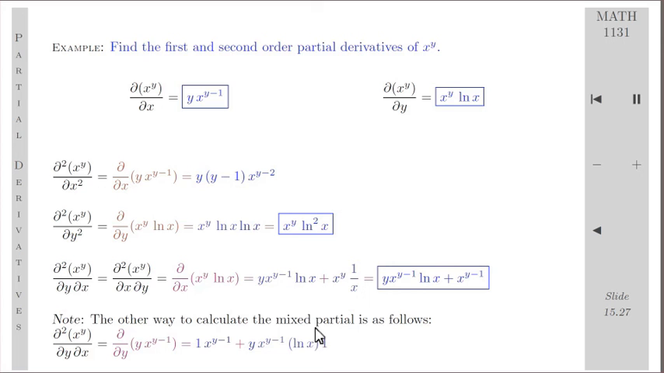This, of course, is the same answer that we got here. It's just that the two terms are in different orders. Again, we see that the two mixed partials are equal to each other.